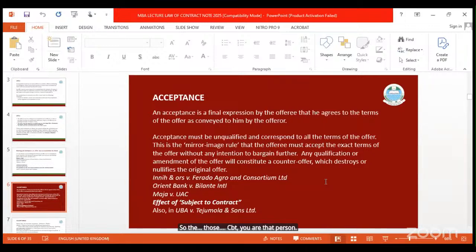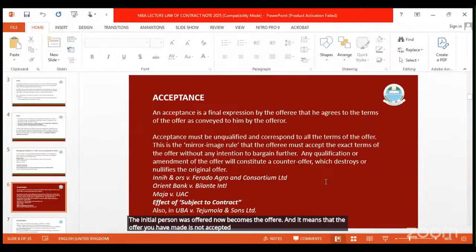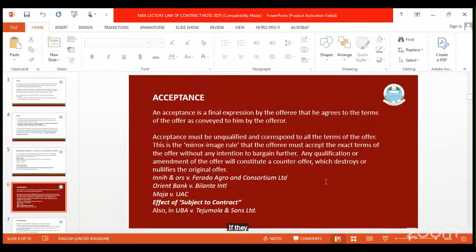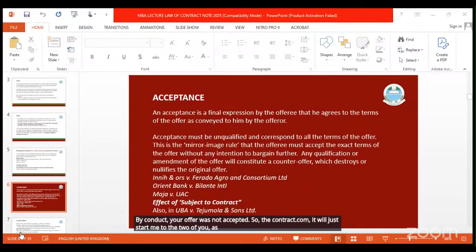For a new price, there's an offer now. The initial person who was offered now becomes the offeree. And it means that the offer you have made is not accepted, because there must be offer and acceptance before a contract comes into existence. So if the person now decides to sell that item to another person, it means that by conduct, your offer was not accepted. And so the contract did not come into existence between the two of you, as the case may be.